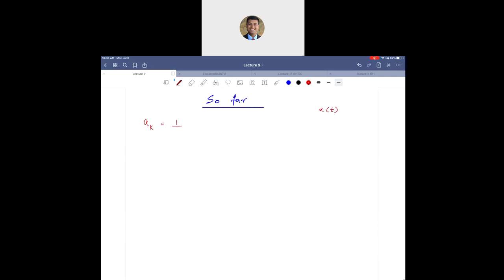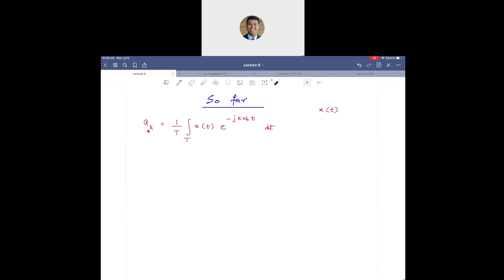Well, you simply use the definition: integral x of t e to the minus j k omega naught t dt, where omega naught is your fundamental radian frequency, capital T is the time period, and you're integrating over one time period. X of t is the periodic time domain waveform. And k is referring to the index, right? So when k is 0, that's the DC component a sub 0. When k is 1 and minus 1, those are the fundamental harmonics. And then you have the second harmonic, and so on.